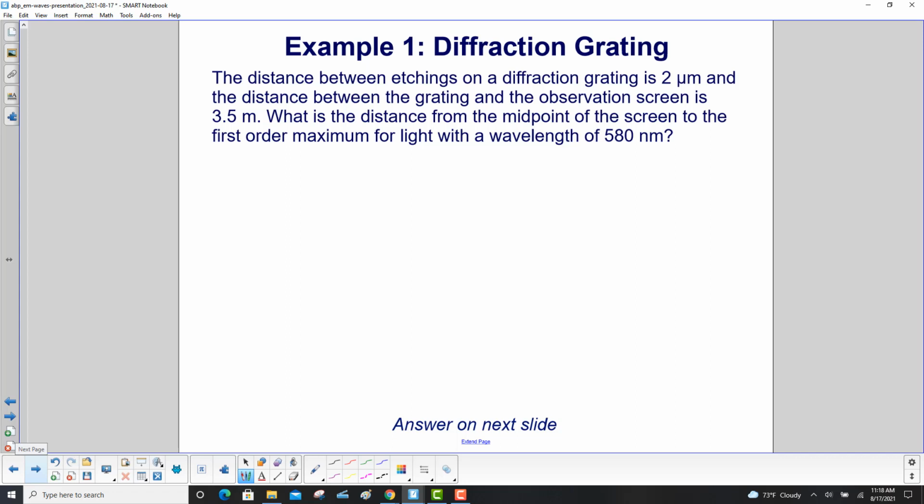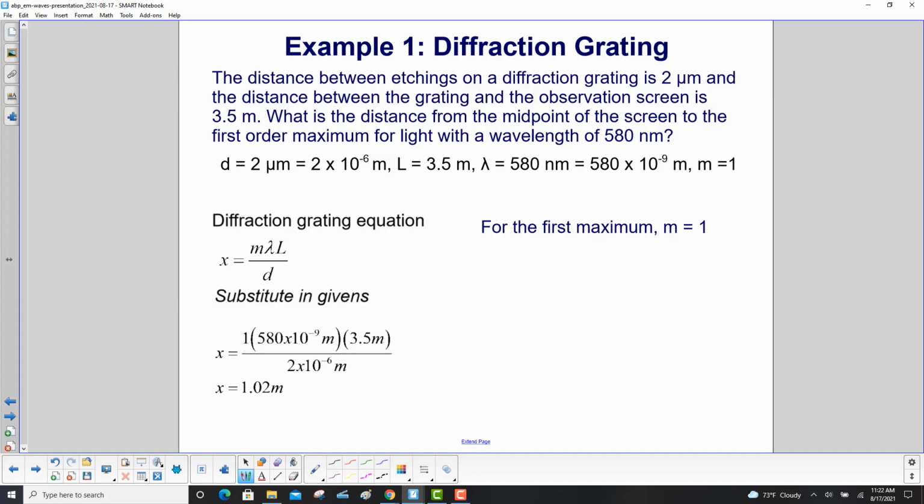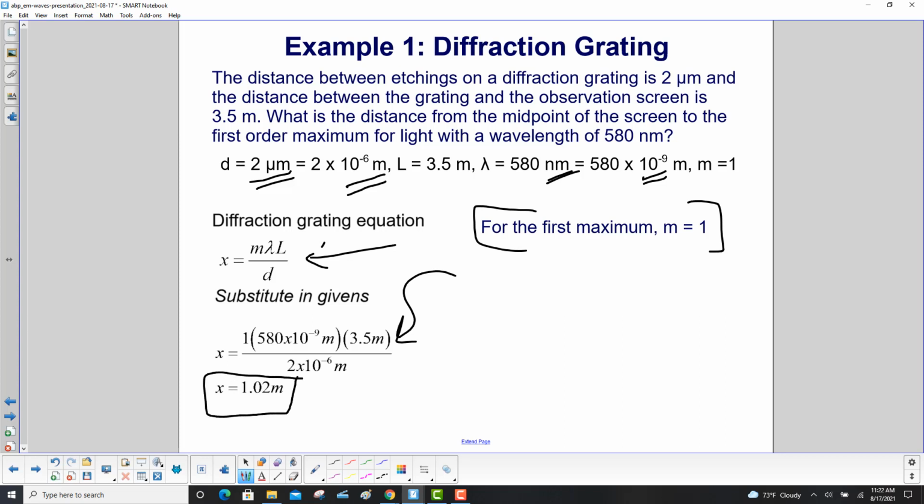The distance between etchings on a diffraction grating is 2 micrometers, and the distance between the grating and the observation screen is 3.5 meters. What is the distance from the midpoint of the screen to the first order maximum for light with a wavelength of 580 nanometers? We write all our givens, being sure to convert micrometers to meters. 1 micrometer is 10 to the minus 6 meters, and nanometers to meters. 1 nanometer is 10 to the minus 9th meters, and we're looking for the first maximum, so m is equal to 1. Here's our equation. Substitute in our givens, carry out the math, and you get 1.02 meters.